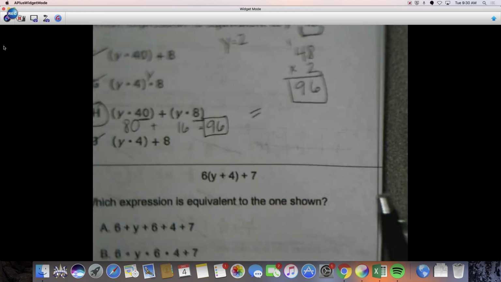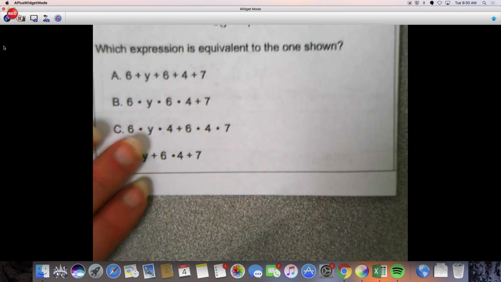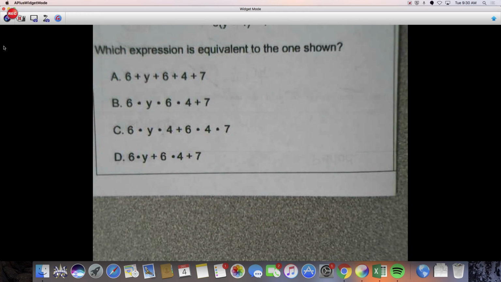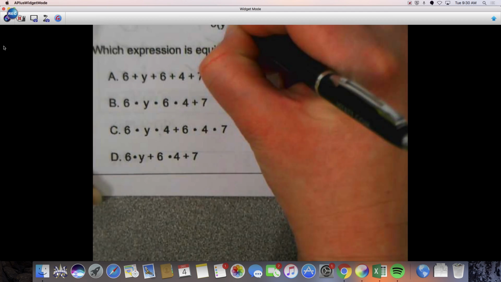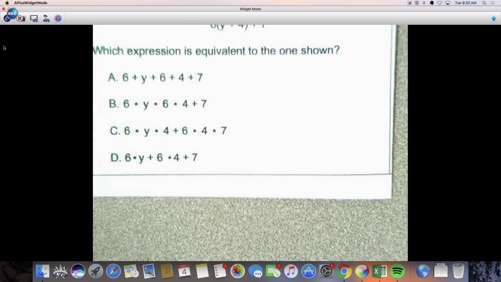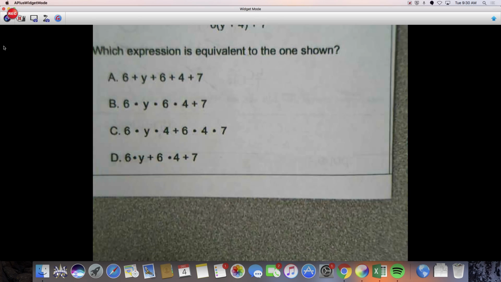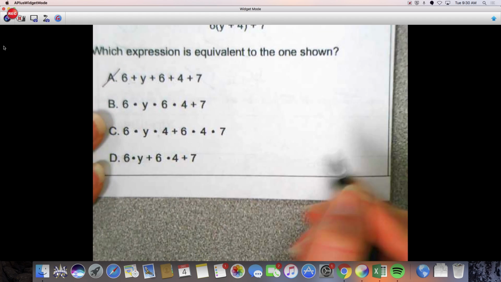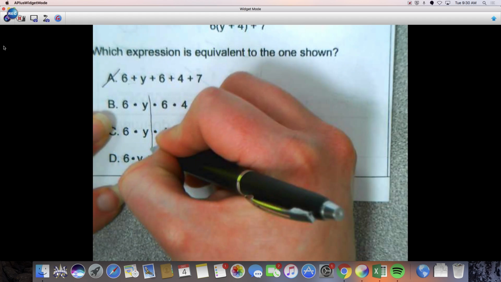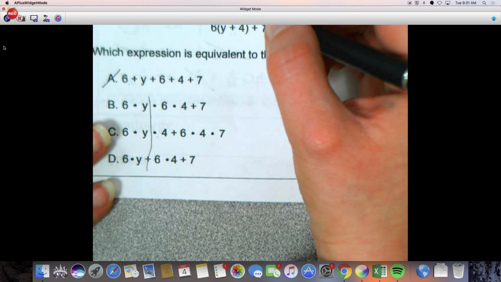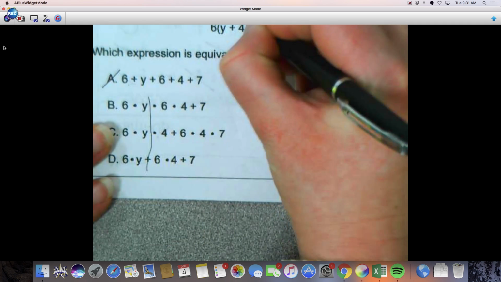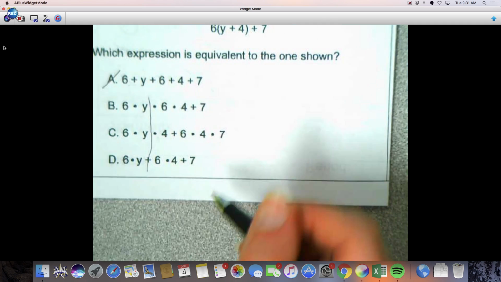Okay, look down here. Which expression is equivalent to the one shown? This is one where they want you to practice and make sure you know how to distribute. So I'm going to look for one that starts with 6 times y. What one can I cross out? A, because it says 6 plus y. The rest of them so far are okay. They all start with 6 times y. What do I have to multiply 6 by next? 4. So I need to look for one that adds 6 times 4.